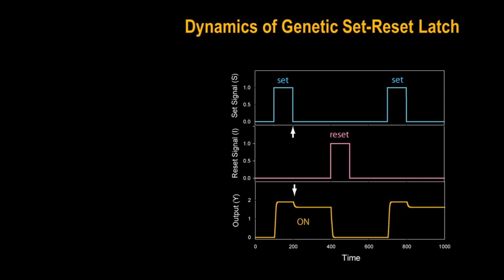After some time, I want to reset the circuit. So the reset signal is switched on. This is achieved by making I equal to 1. That makes Y equal to 0. So the system is reset to the initial off state. We can switch the system on again after some time by setting S equal to 1.